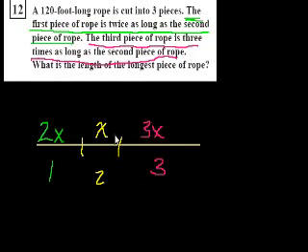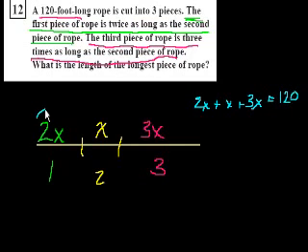If I add up all of these segments, what do they add up to? Well, they tell us that it's a 120-foot long rope. So let me add that up. If I do 2x plus x plus 3x, that's going to equal 120 feet. That whole distance is 120.